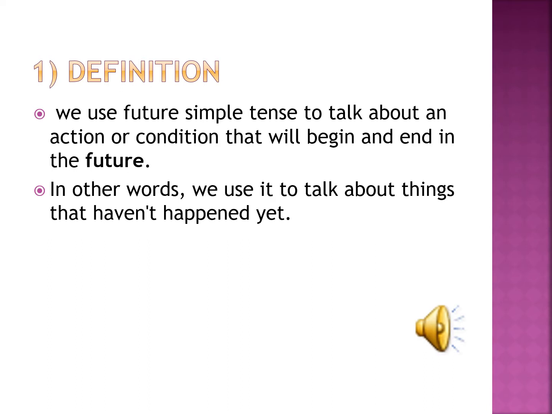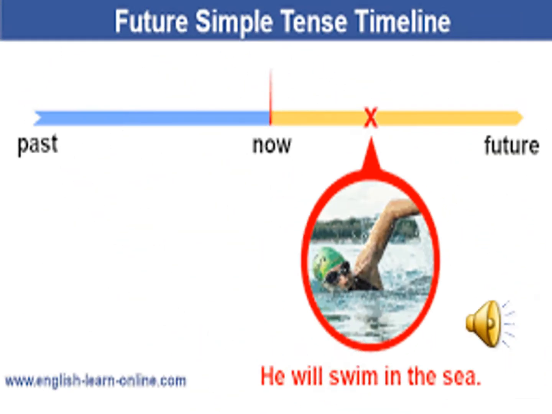We use the future simple tense to talk about an action or condition that will begin and end in the future. In other words, we use it to talk about things that haven't happened yet. For example, if we check this timeline, we will see a certain point in the future in which he will swim in the sea. So, it's an action that will happen in the future and end in the future as well.